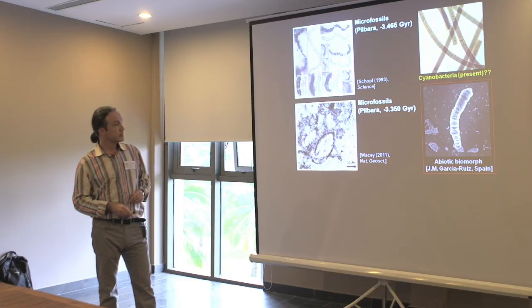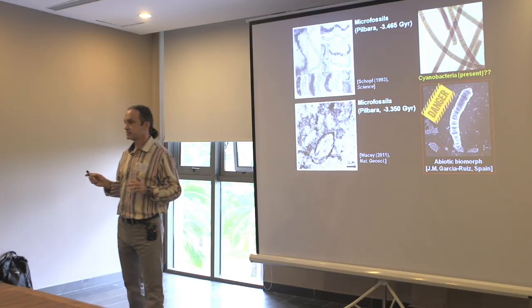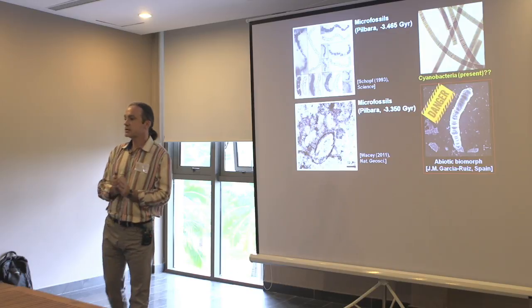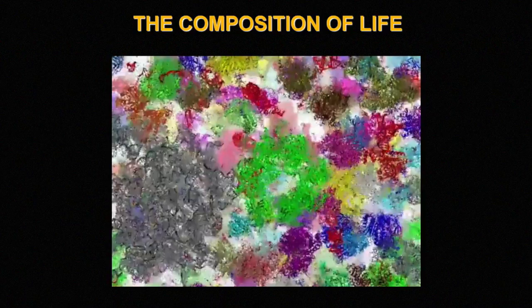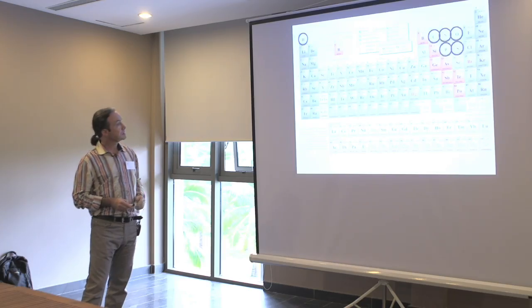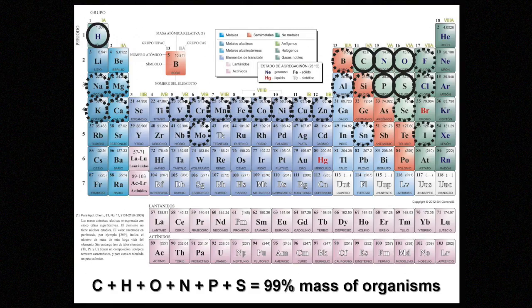So, yeah, danger, be careful. Morphology is not a definitory sign for life, okay? The composition of life. Again, the periodic table of elements, we are scientists, we have to show this from time to time. And what I would like to remind you is that these 6 elements, as all of you know, account for the 99% of the mass of all living beings. Okay? We have also other compounds, trace elements that are necessary for life, but only represent the 1% of the mass of living beings. Okay?